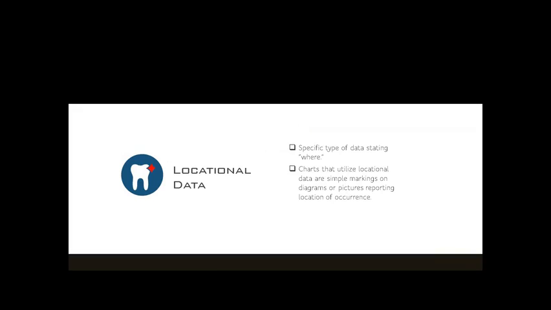Location data, the last of our types, is neither numerical nor attribute. It is a specific type of data, simply stating where. Charts that utilize locational data are simple markings on diagrams or pictures reporting location of occurrence.